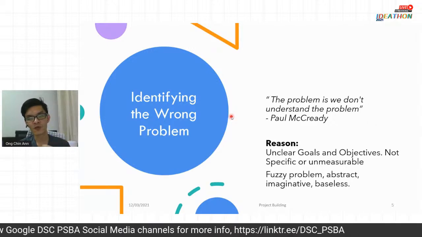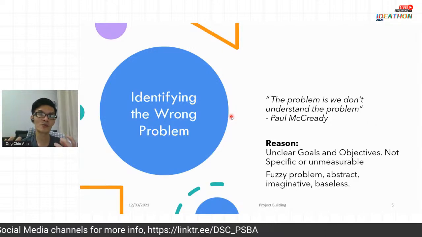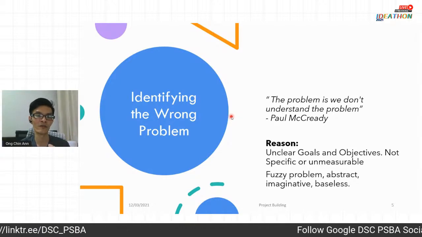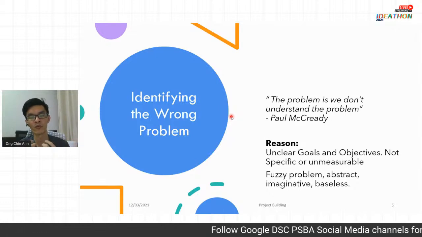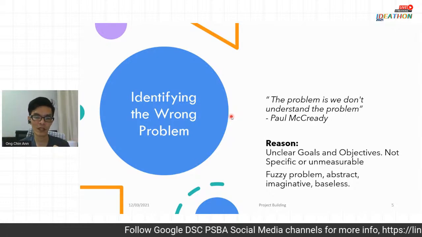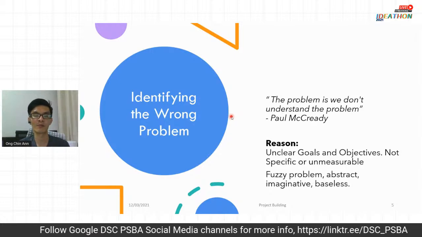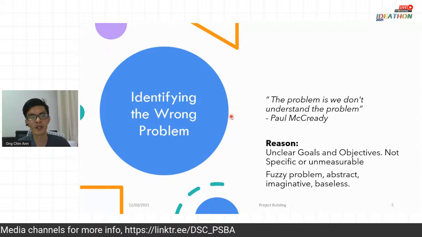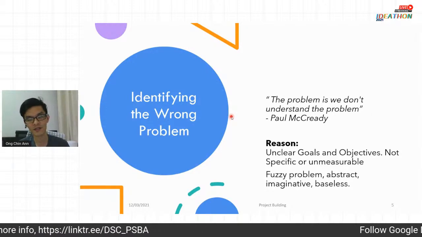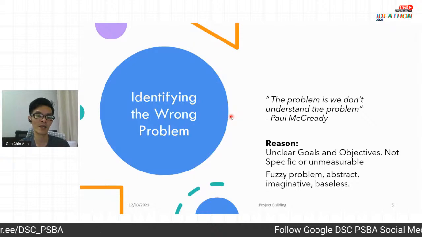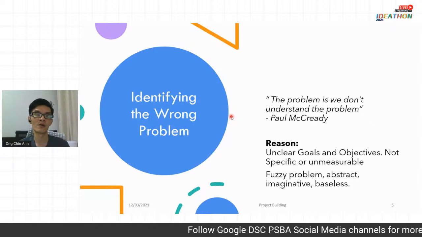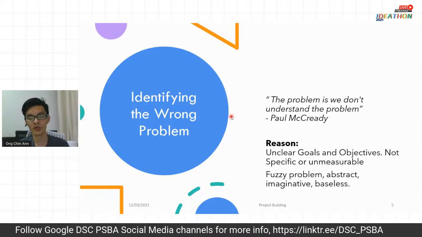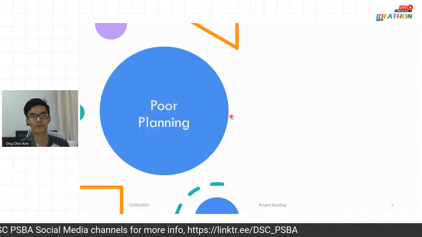And another possible reason would be fuzzy problems, right? So sometimes we have defined some problem statements, but probably the problem statement again is very fuzzy or very abstract, that we cannot measure, and we won't be able to specifically explain what the problem is. And sometimes we tend to imagine the problem exists, but in actual fact, probably the problem doesn't really exist, right? And sometimes we also define some problem that is baseless, without any scientific proof or support or reference, or even news and so on, right? So this could happen as well.